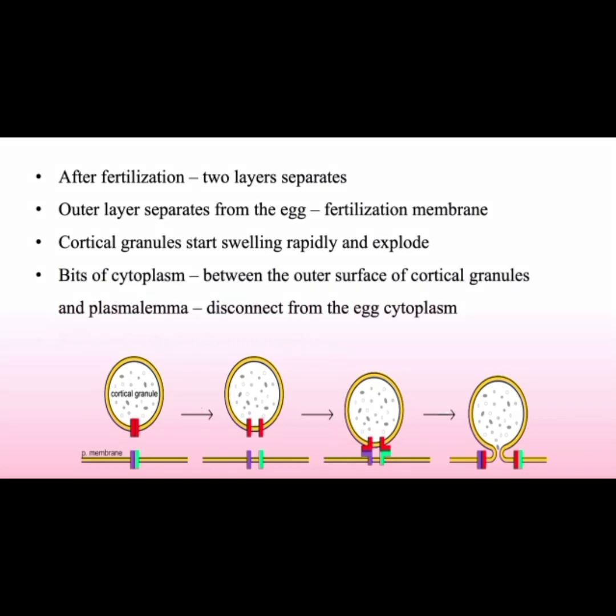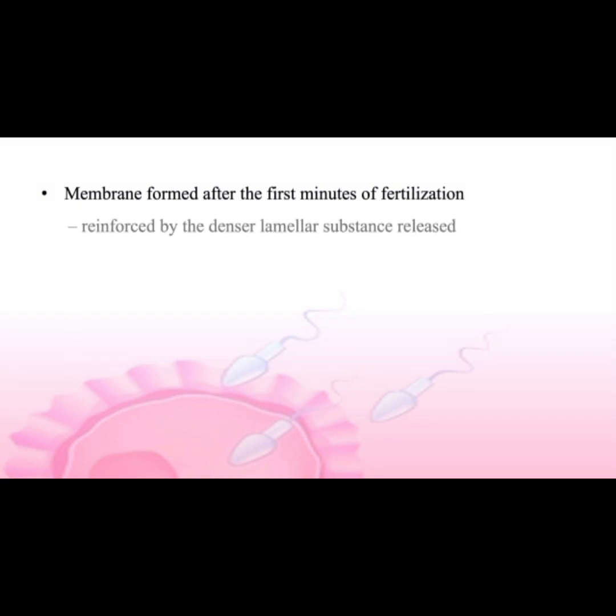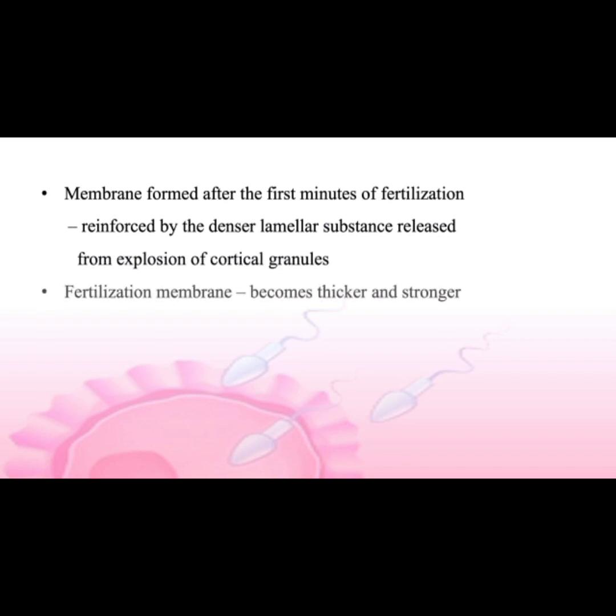Bits of cytoplasm lying between the outer surface of the cortical granules and the plasma lemma may become disconnected from the egg cytoplasm and adhere to the fertilization membrane. The fertilization membrane, formed after the first minutes of fertilization, is soon reinforced by the denser lamellar substance released from the exploding cortical granules. The fertilization membrane thus becomes much thicker and stronger.